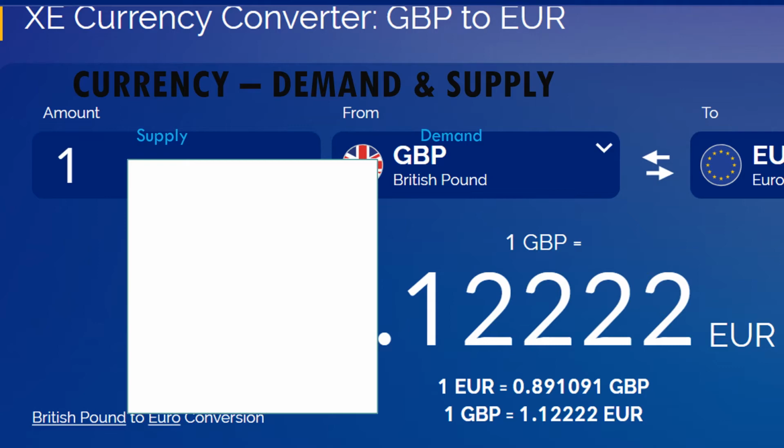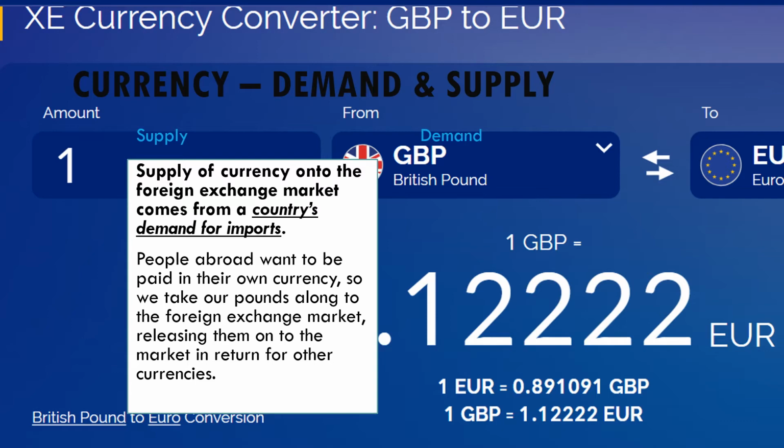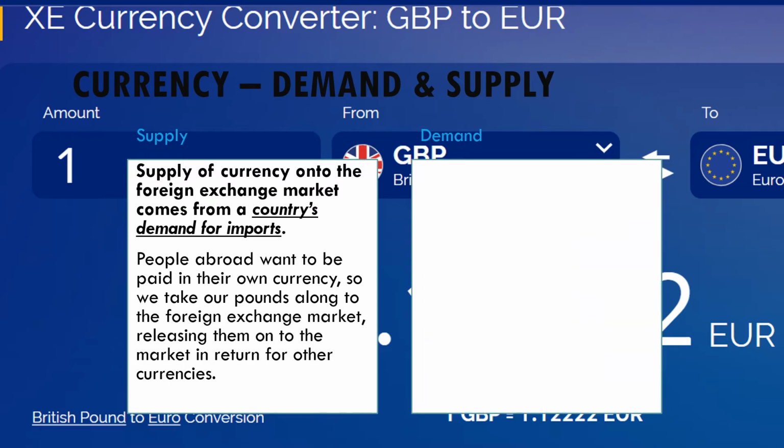So the price of currency, the exchange rate, is determined by demand and supply. Now traditionally, where do those demand and supply factors come from? The supply of currency on the foreign exchange market usually comes from a country's demand for imports. So as we said previously, if I'm in the UK and I want to buy something from France, I have to sell my pounds and buy euros. So that will increase the supply of pounds on the foreign exchange market.